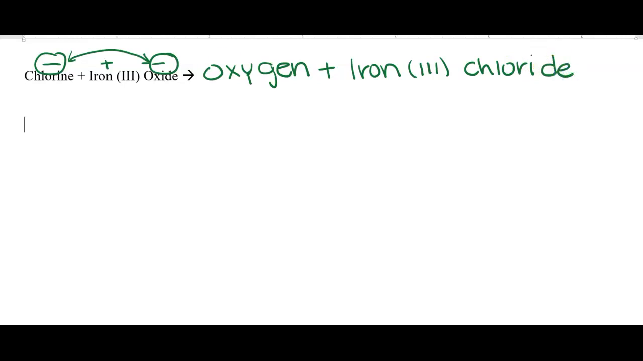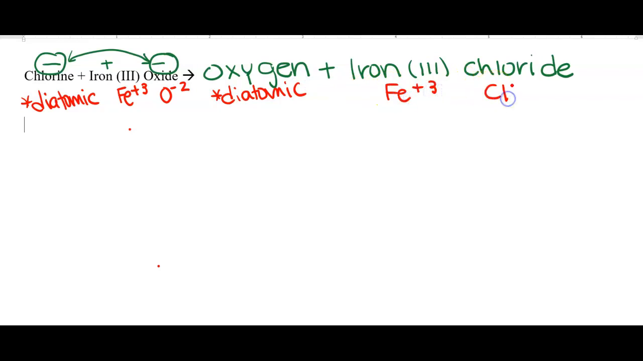Okay, so now that I've done that, I'm ready to give myself my reminders, like chlorine is a diatomic. Iron, Roman numeral 3, that means it's iron plus 3. Oxygen has a -2 charge. Oxygen by itself is also a diatomic. Iron, Roman numeral 3 is Fe plus 3. Chlorine in a compound is chlorine with a -1 charge. Okay, so then I go to write my formulas.